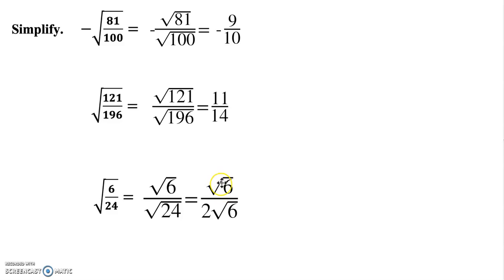So we leave that as the square root of 6, but the square root of 24, we could use the factors 4 and 6. So that becomes 2 root 6. Well, notice here, root 6 over root 6, that's really the same as 1. So we can reduce those away and be left with just 1/2. So the square root of 6 over 24 is really just 1/2.